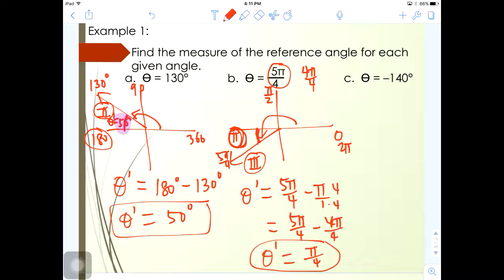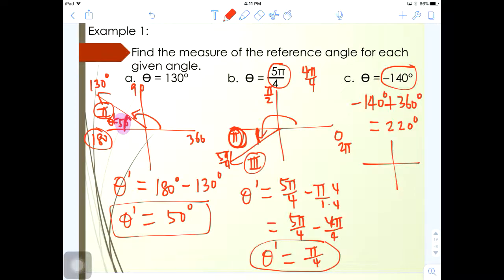Next example, we have a negative angle. When the angle is negative, guys, we can't find the reference angle yet. We need to unwind the angle and make it positive first. So we're going to find the coterminal angle, and everyone knows how to do that from 18.1, right? You're going to add 360 degrees to make the angle positive. And now I have the angle is 220.